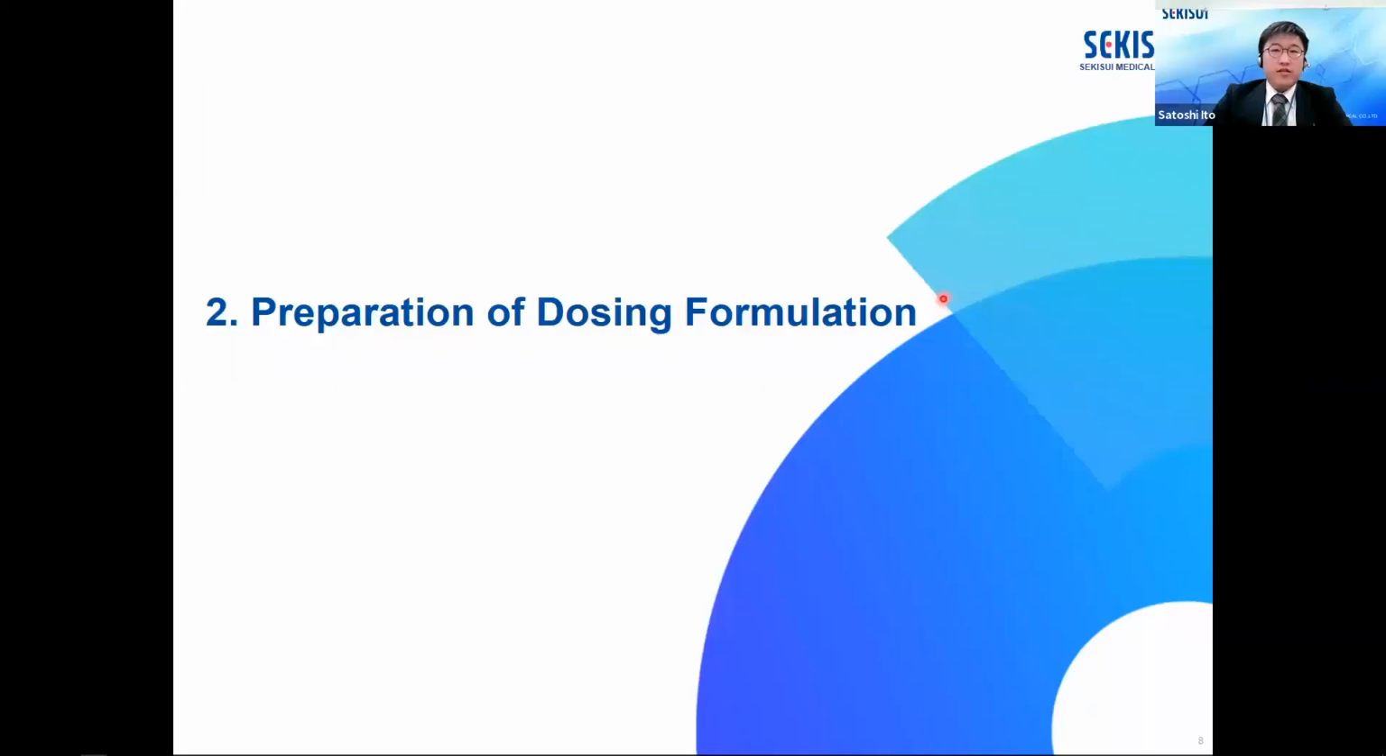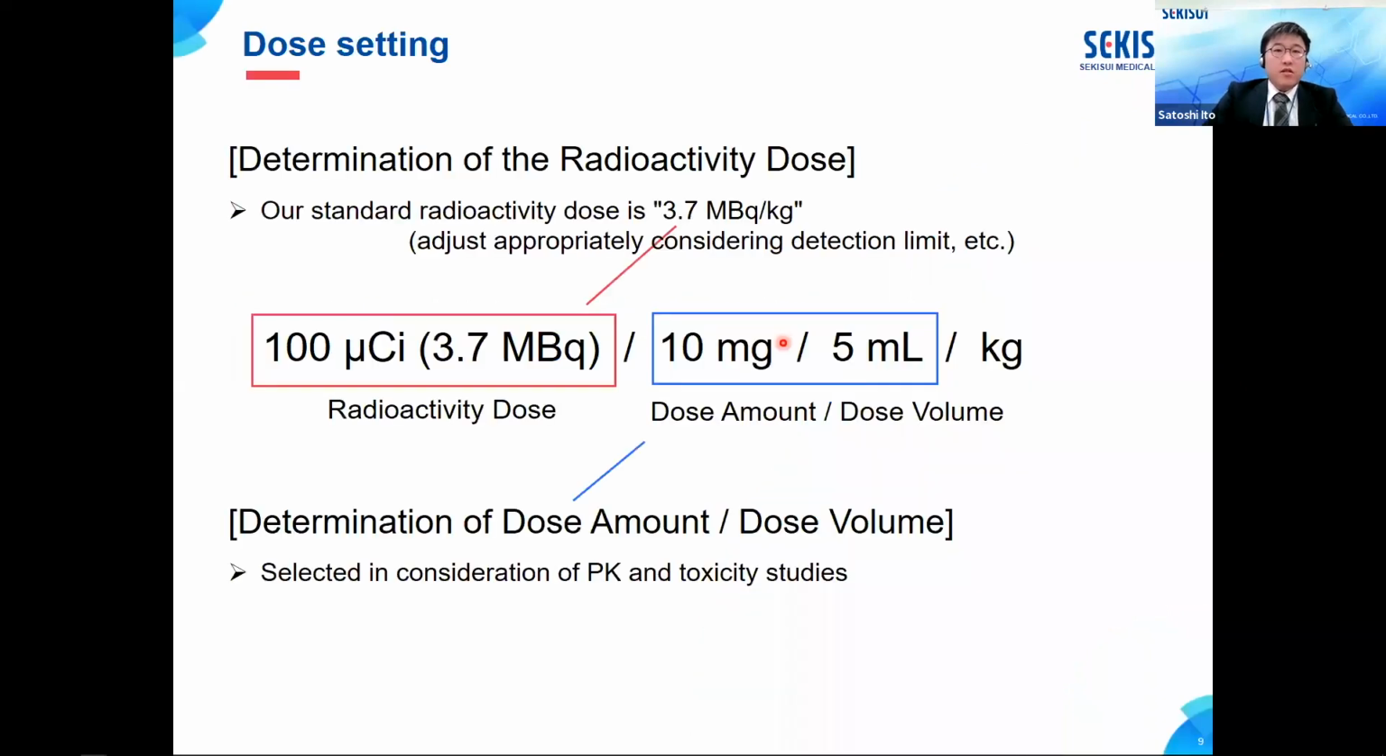Let's move to the preparation of dosing formulations specific to ADME studies using radiolabeled compound. The dosing formulation used in the ADME study with the radiolabeled compound has an additional unit of radioactivity called becquerel, and it is expressed in this way. In our standard design, the radioactivity dose is 3.7 megabecquerel per kilogram, and this is an industry standard.